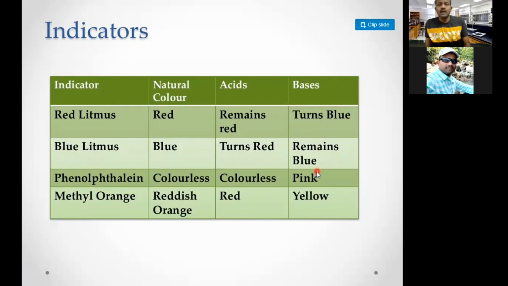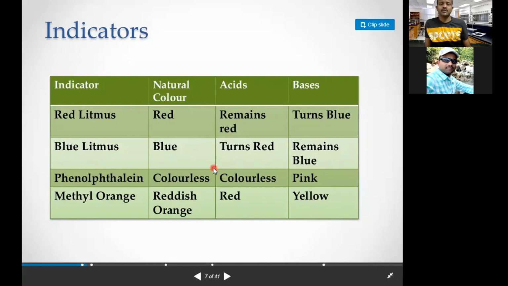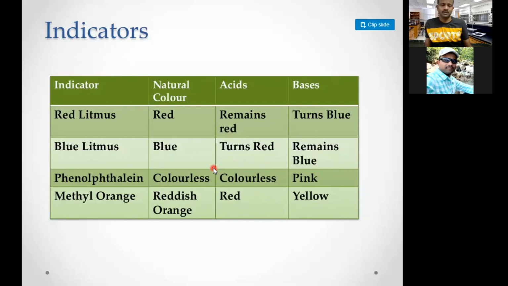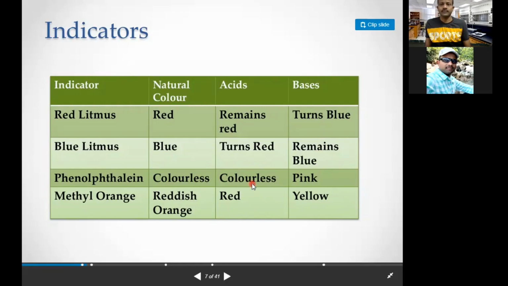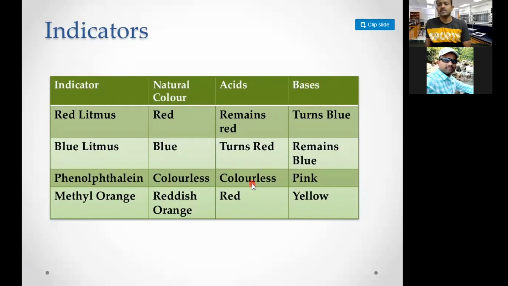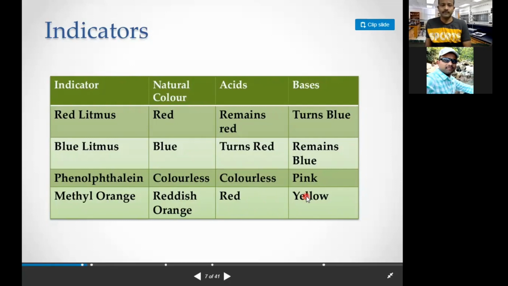Okay. Next, phenolphthalein. The natural color of phenolphthalein is colorless. When you add this phenolphthalein to acidic medium, there is no change in the color. When you add this phenolphthalein in the basic medium, the color changes to pink.